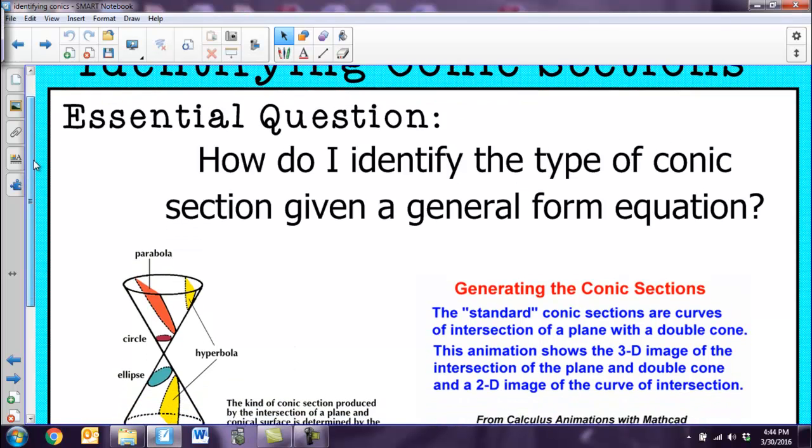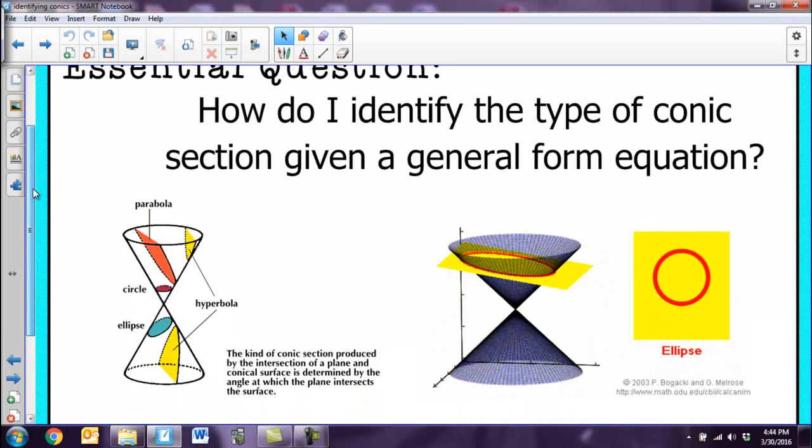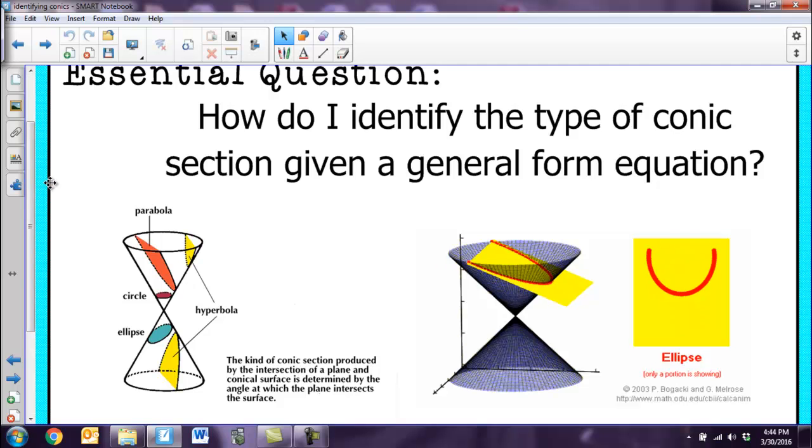Hey guys, today we're still talking about conics, but we are moving on to how we identify a type of conic section given a general form equation.